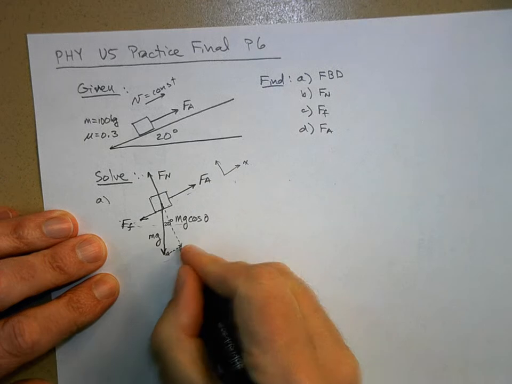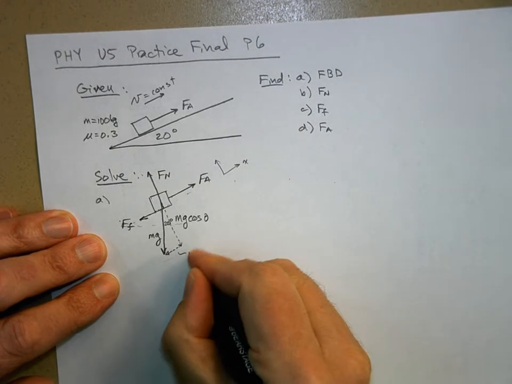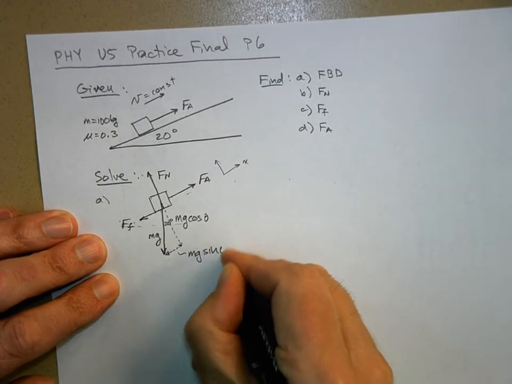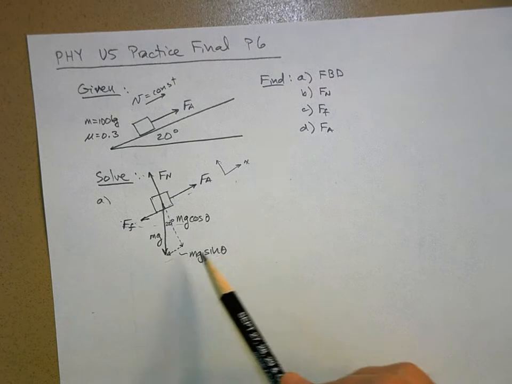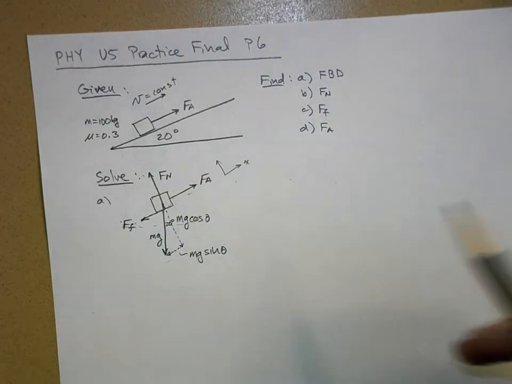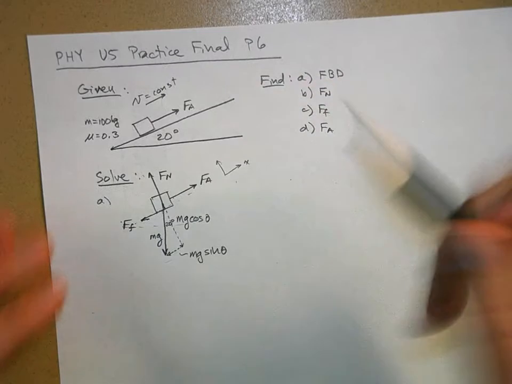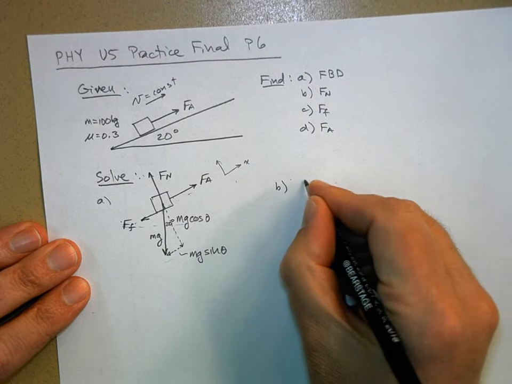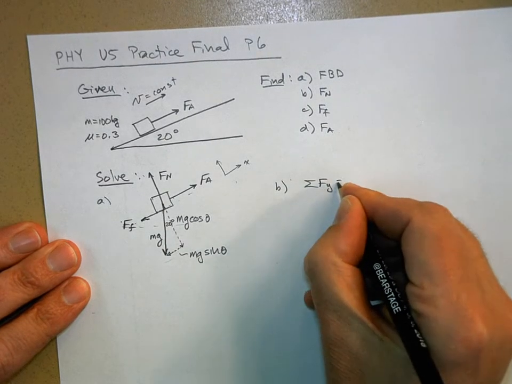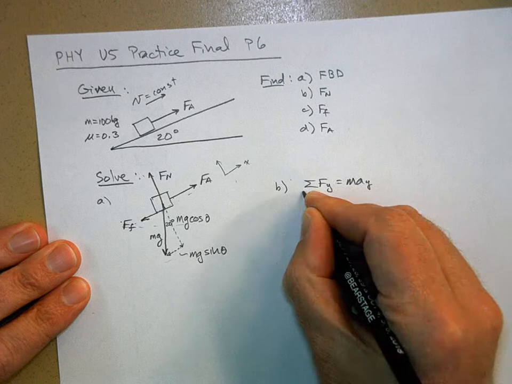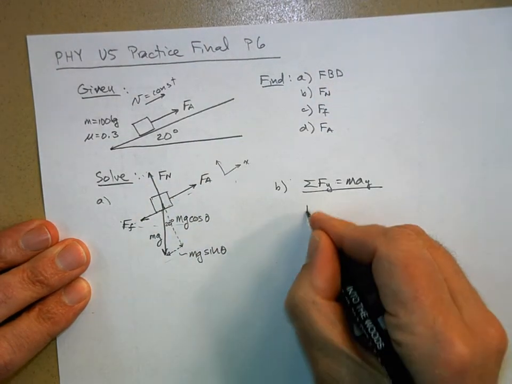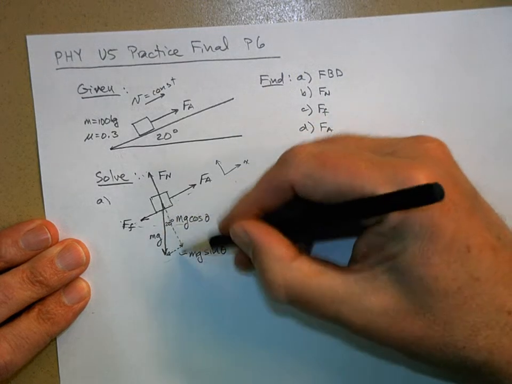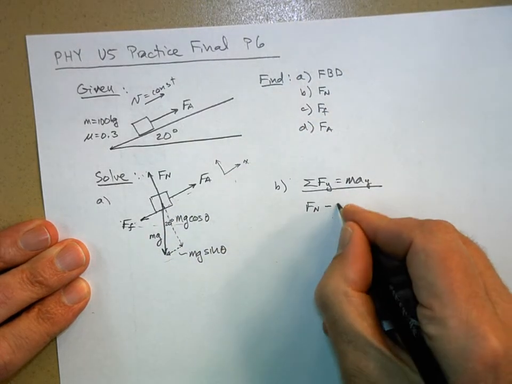And this is opposite, so it's mg sine theta. So basically what I did there is step 3 of that 5-step procedure. Now I want the normal force. That's what they want in part B. Now the normal force is in the y direction. So I'll just sum the forces in the y direction equals ma in the y direction. And then what are the forces in the y direction? Well, I've got the normal force, and then I have this component of the weight in the negative y direction.